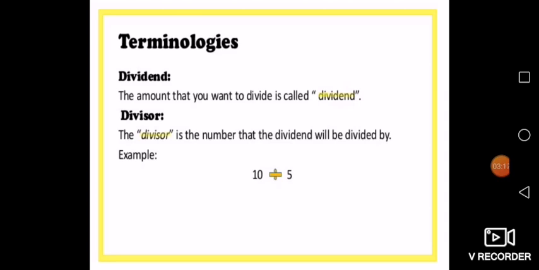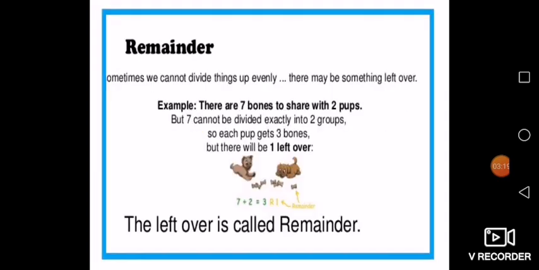Now we will move to the next terminology, that is remainder. Sometimes we cannot divide things up evenly, meaning sometimes we don't have that many objects which can be divided among the given number of groups equally. So something may be left over. It will happen in many of the questions when we do the exercise.